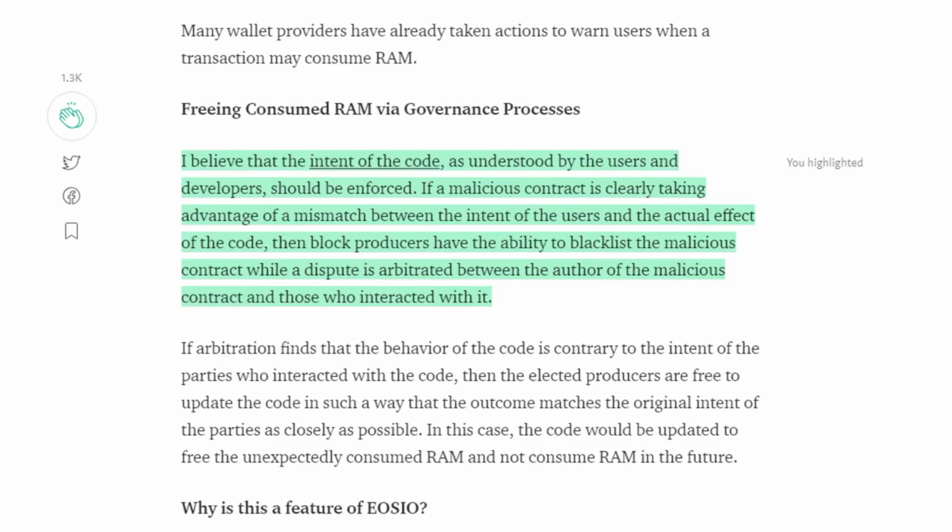In a blog post regarding the RAM consumption exploit, Dan Larimer says, "I believe that the intent of the code, as understood by the users and developers, should be enforced. If a malicious contract is clearly taking advantage of a mismatch between the intent of the users and the actual effect of the code, then block producers have the ability to blacklist the malicious contract while a dispute is arbitrated between the author of the malicious contract and those who interacted with it."